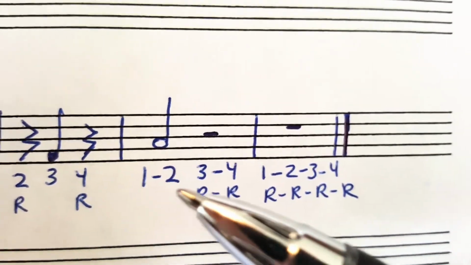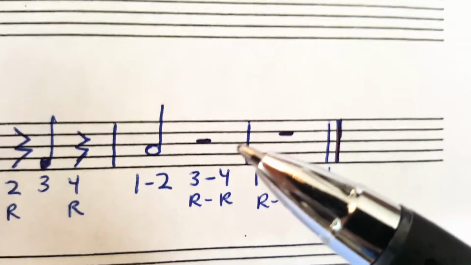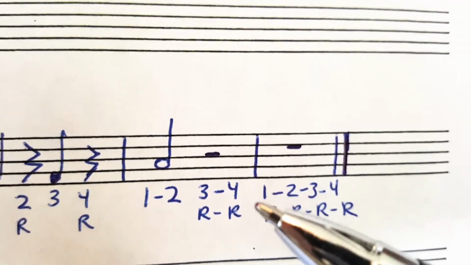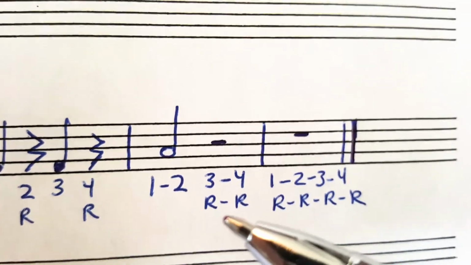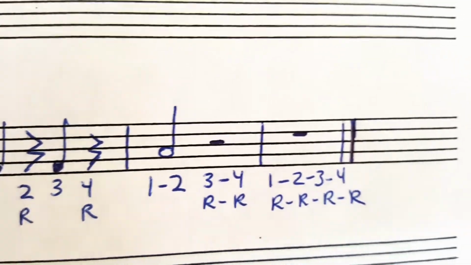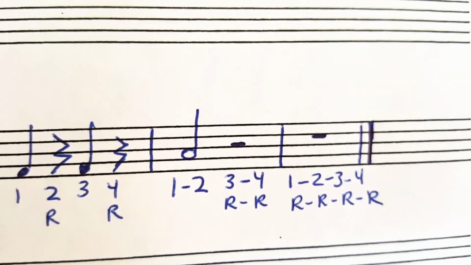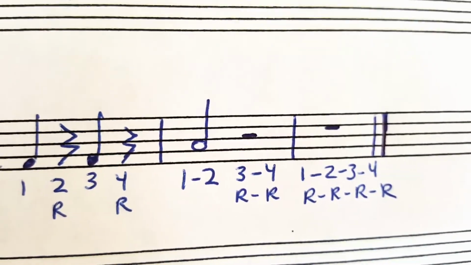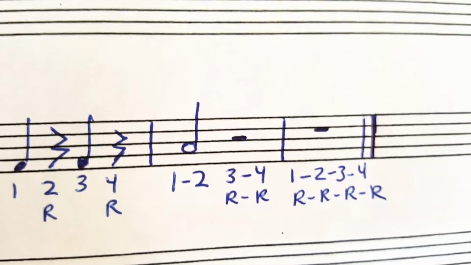Here is the second measure, and there's a half note. Notice I have 1-2, there's a half rest, 3-4 to continue the beats to the end of the measure, and I'm labeling it R-R. So this measure would get 1, 2, rest, rest.